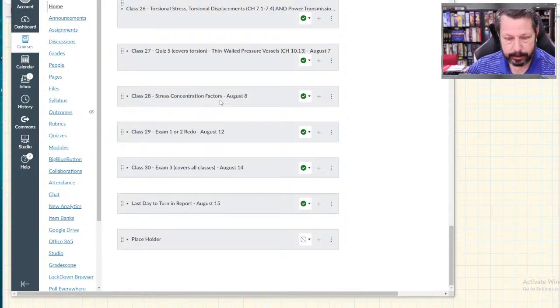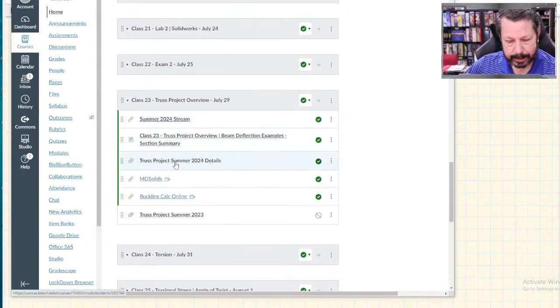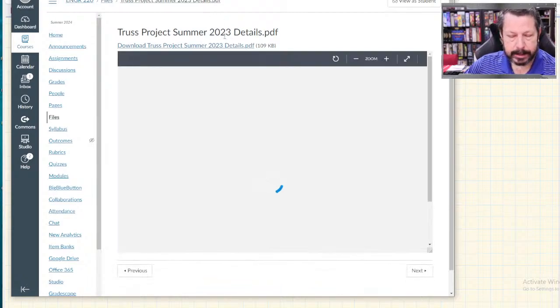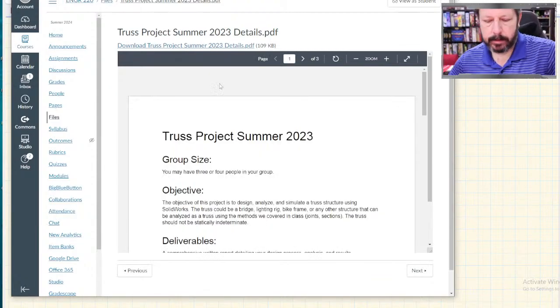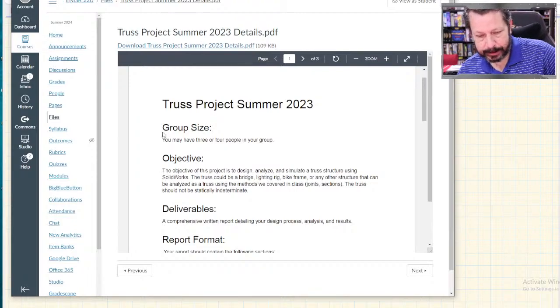So let's look at the rules, the guidelines for what this project is going to be. I have them here. It's called Truss Project Summer 2024 details. Now when you click on it, it does say 2023. That's just because it's the same as it was last year. So here are the rules, or the guidelines.